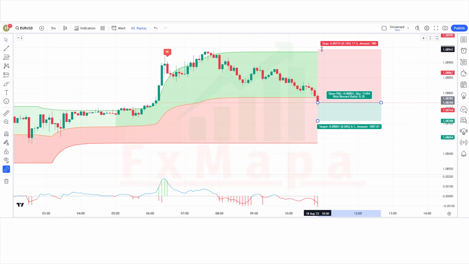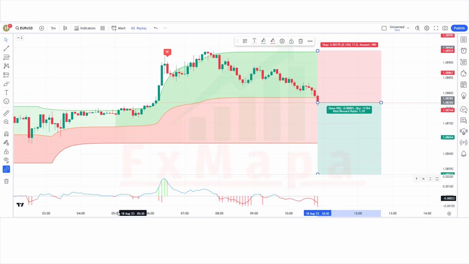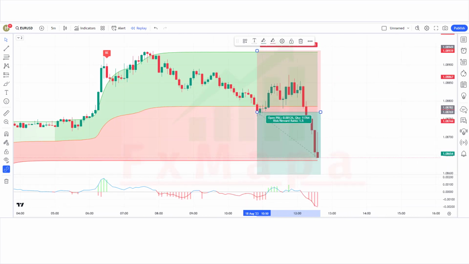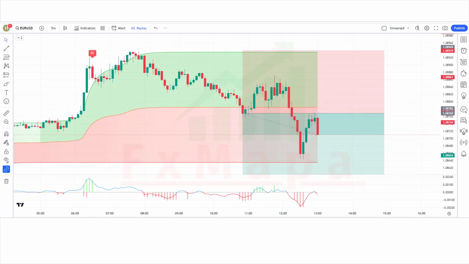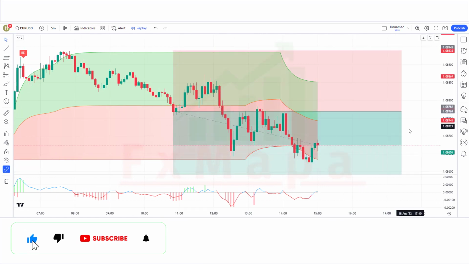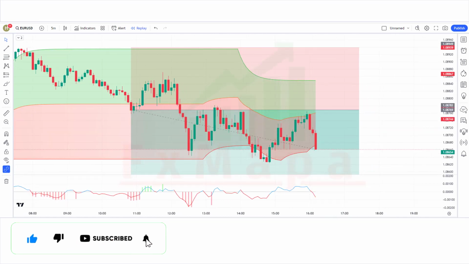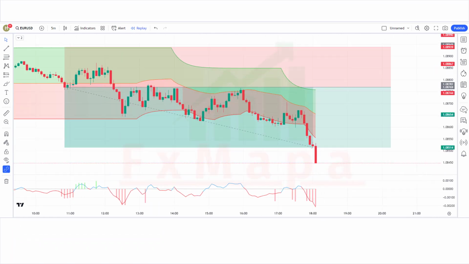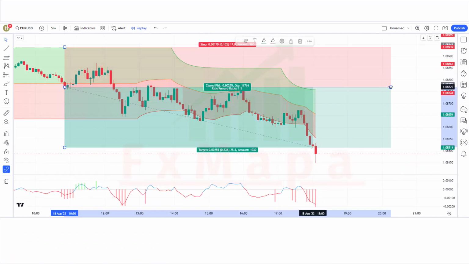We will place our stop loss on the high made by the market after the signal. And the risk to reward ratio will be 1:1.5. Let's see what happens to our trade. Our trade is running in profit. We have won the trade.